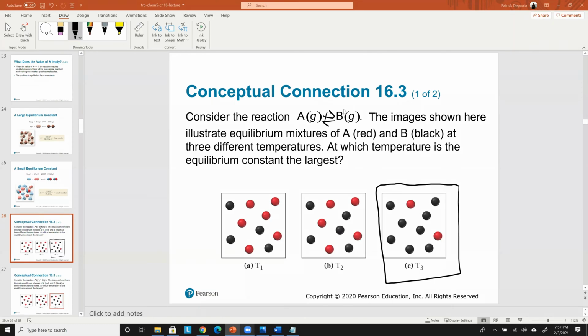And yeah, they were much harder than counting dots. So yeah, the reason why it's T3 is because this is more heavily weighted towards the black dots, which means product B. And then your equilibrium constant would be B over A. So the one that has the highest equilibrium constant will be the one with more B.